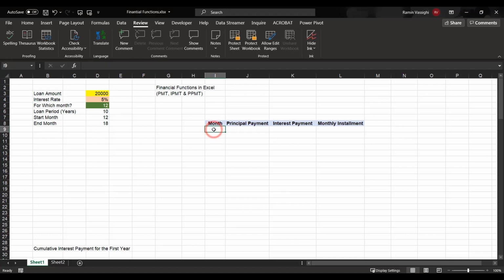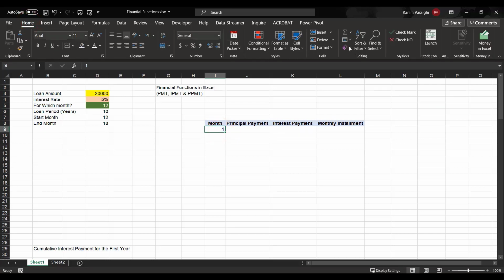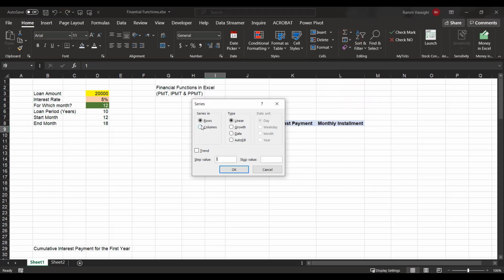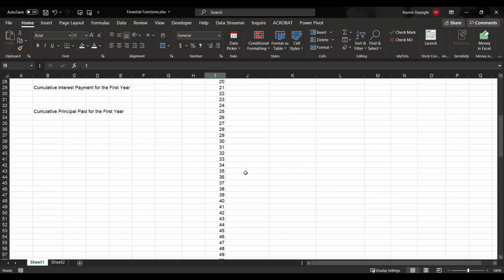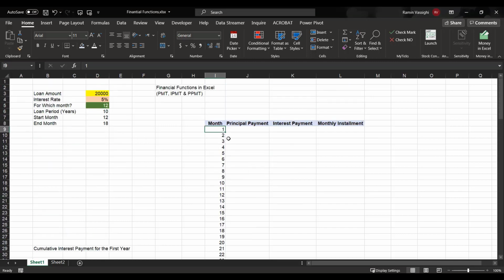So to put in one in here, you go up to the Home tab, select your fill, select series, use column, and we are stopping at 120. So here it is, we have our 120 payments, each month's been set up.